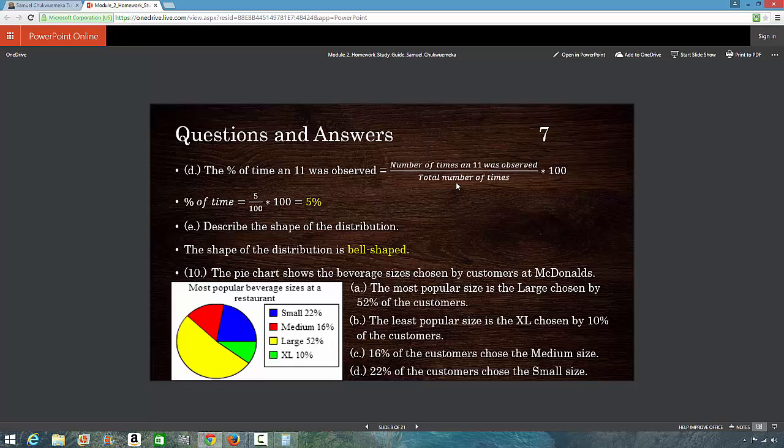Okay, question 10, we come to a pie chart. Some textbooks will call it pie chart, some textbooks will call it sector graph. So this pie chart shows the beverage sizes chosen by customers at McDonald's.